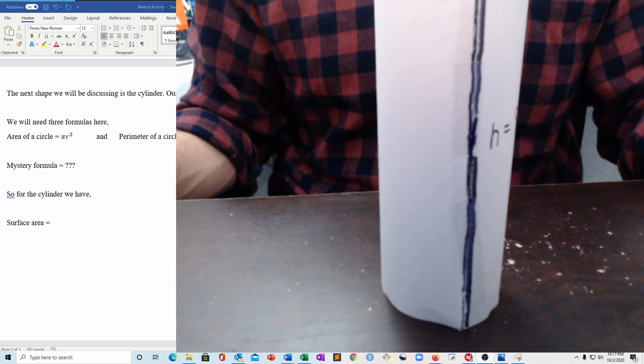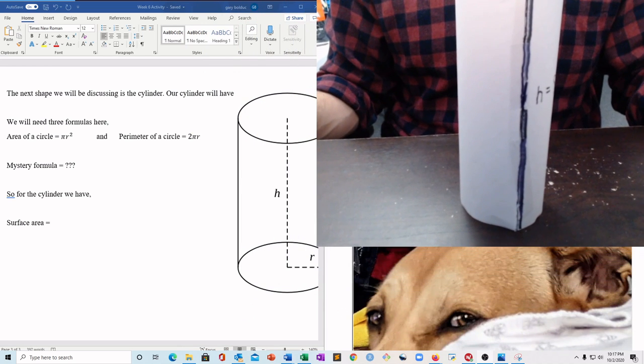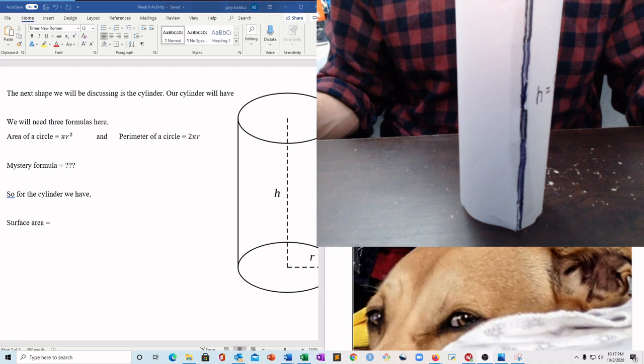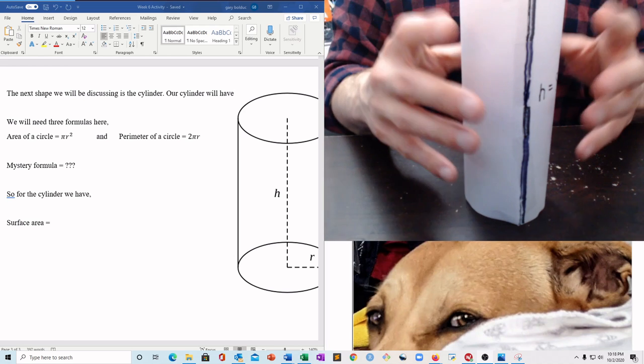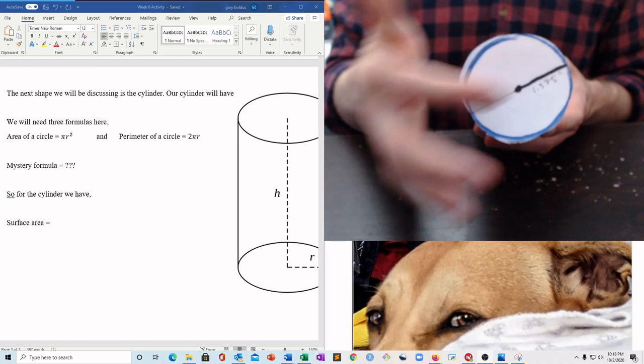So there's a few things we're going to need for this. Let's check out what they are. Okay, we're going to need the area of the circle, pi r squared, the perimeter of a circle, 2 pi r, and a mystery formula that might not be apparent right now, but I'm going to make one move with the cylinder and hopefully you'll see why we need it. So let's start with the circle. Now, I want the surface area. So the first thing I do is I need the surface area of the top here, right?